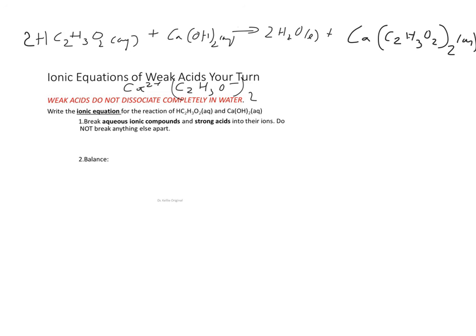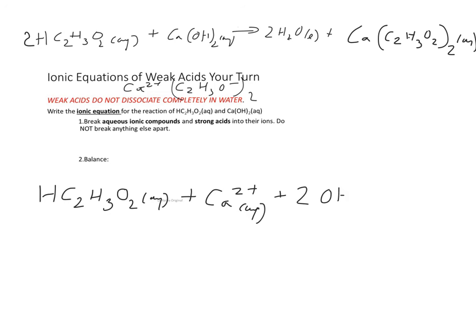Now we're writing the ionic equation. You break up ionic compounds and strong acids only. Acetic acid isn't a strong acid, so we keep acetic acid together. Calcium hydroxide is an ionic compound because it starts with the metal calcium. So you do break it up. Don't go inventing polyatomic ions. You have 2 hydroxides, not some new polyatomic ion you're tempted to make up.